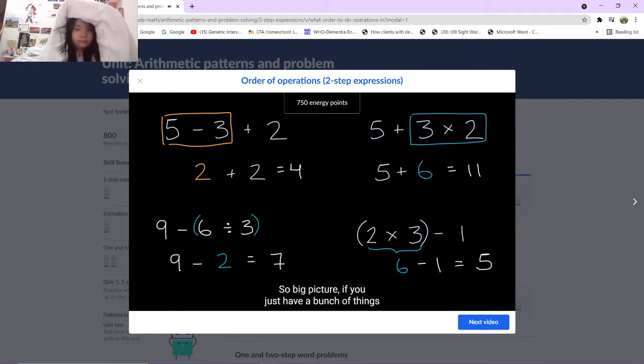So big picture, if you just have a bunch of things that are being added, subtracted, multiplied, and divided, and there's no parentheses in it, you would always prioritize the multiplication or the division over the addition or the subtraction.